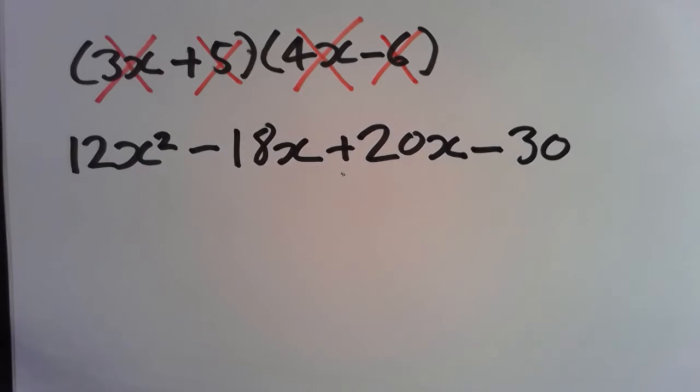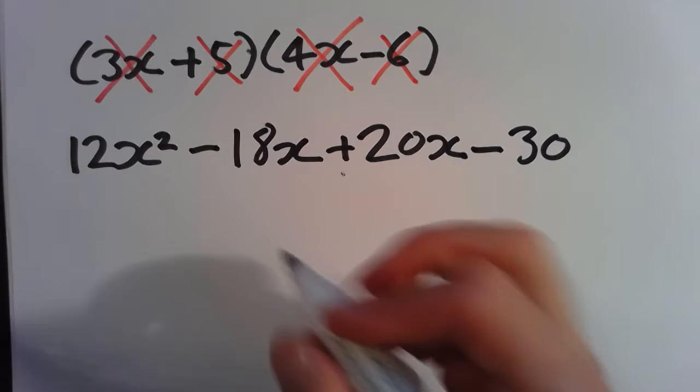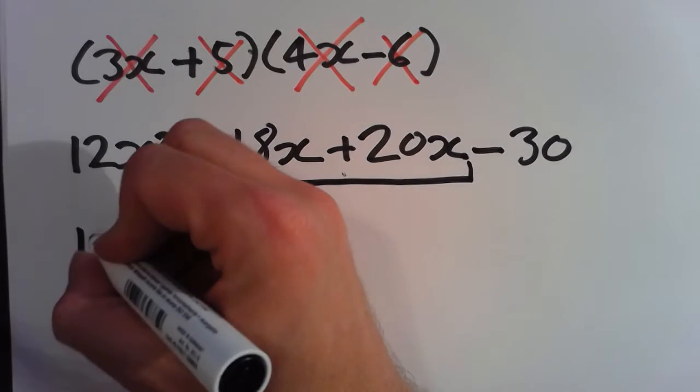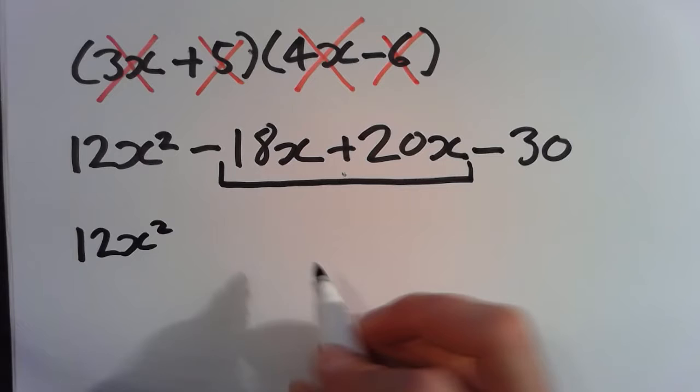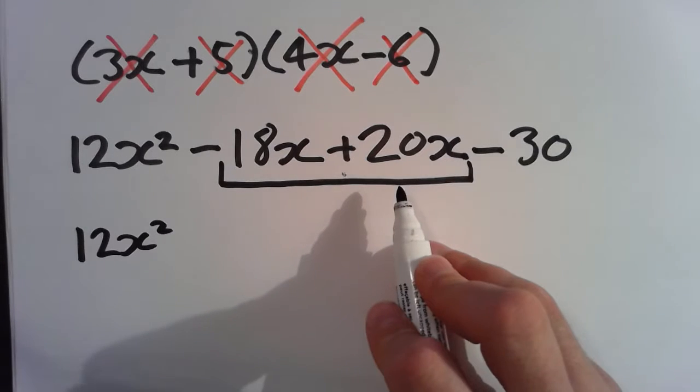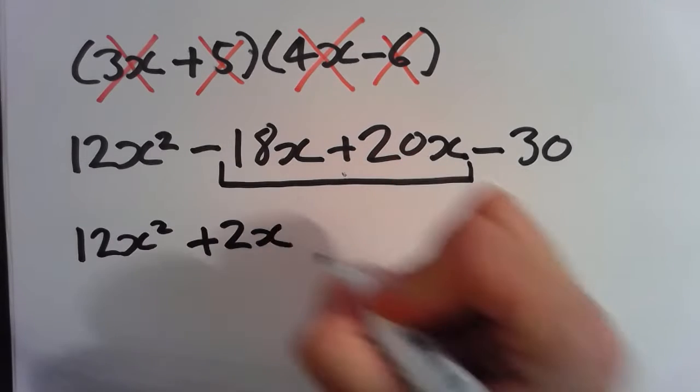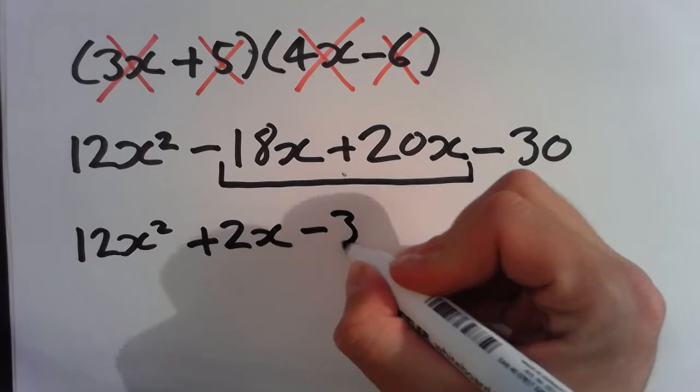is 30. And like we've done before, we're going to group the x terms, which are these ones here. So the 12x squared is the same, minus 18x plus 20x, so that gives us plus 2x and the minus 30 at the end.